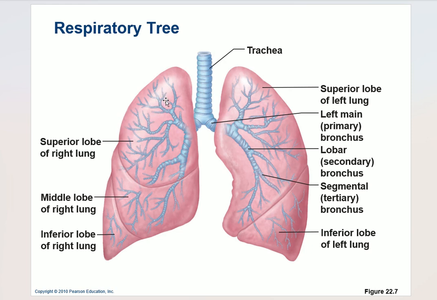secondary branch that leads to the superior lobe of the right lung, one that leads to the middle lobe of the right lung, and then one that leads to the inferior lobe of the right lung. So you'll have a superior, a middle, and an inferior secondary bronchus. And on the left side, you'll just have a left superior and a left inferior secondary bronchus.